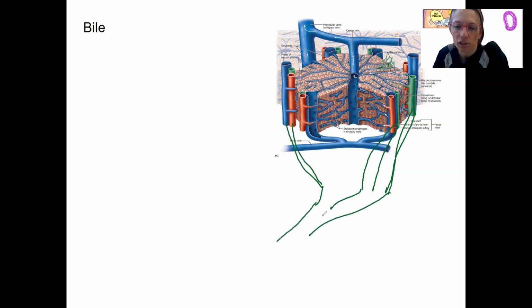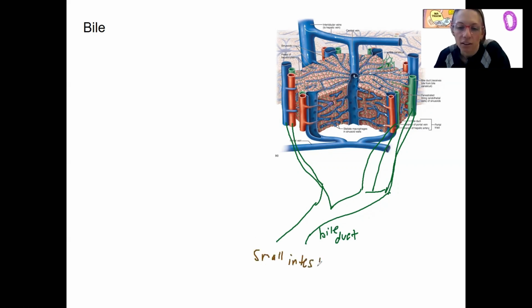This is a lovely picture here of my bile duct, right? The common bile duct that's going to go to the small intestine. That's all you need to know. So the small intestine backs up to that gallbladder when there's too much.